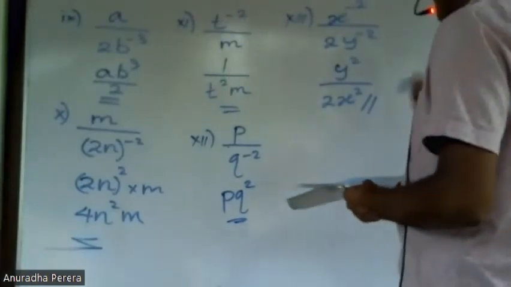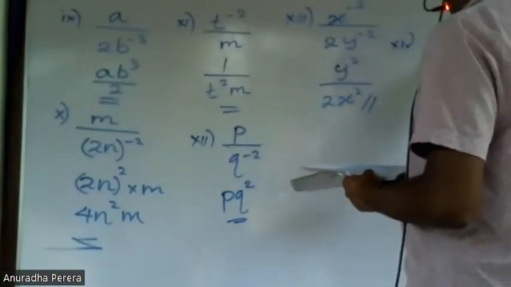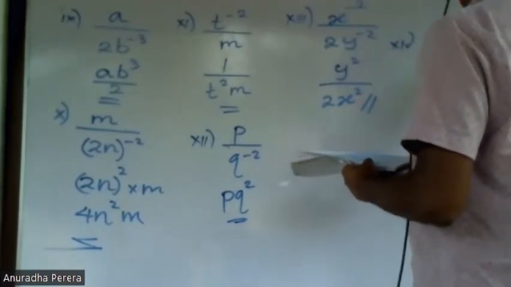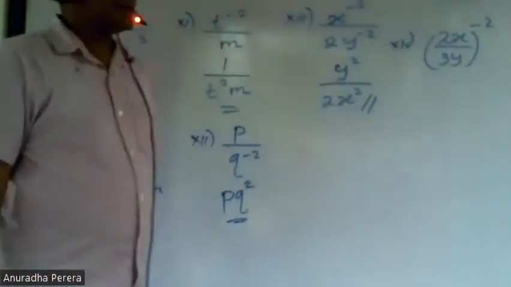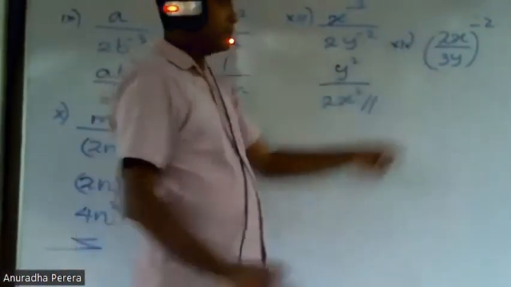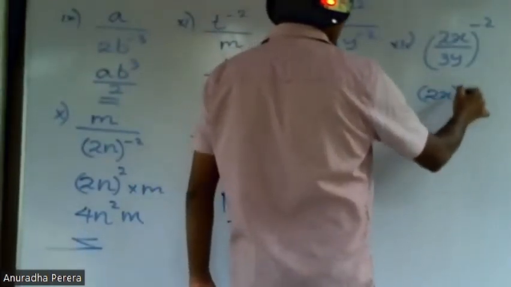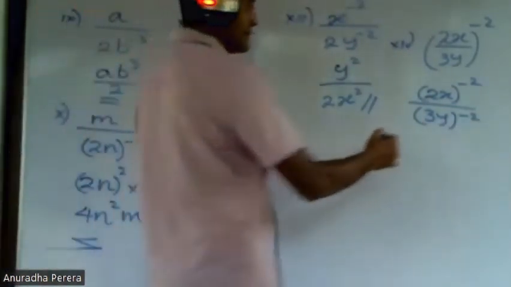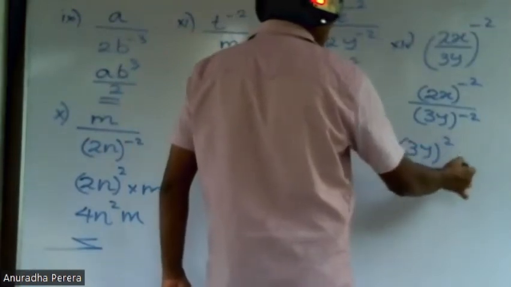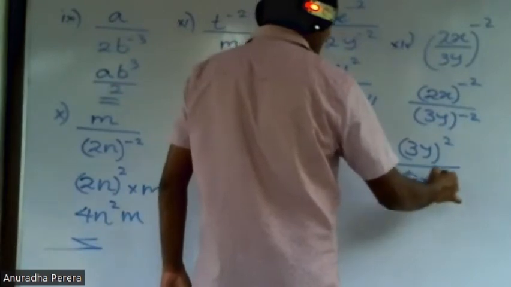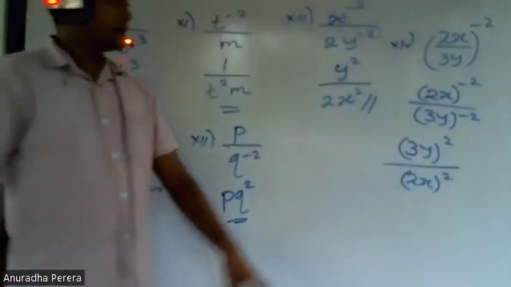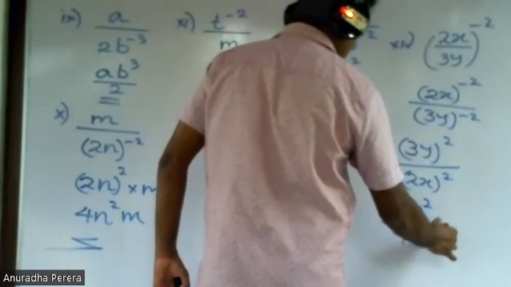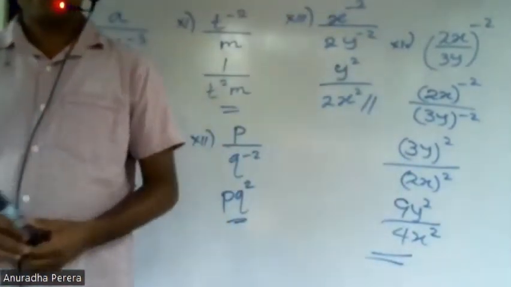14. 2x over 3y, whole value to the power minus 2. How can you write this? You can see this minus 2 belongs to the numerator and the denominator. 2x to the power minus 2 and 3y to the power minus 2. Now write with the positive indices: 3y to the power 2 over 2x to the power 2. 3 to the power 2 is 9. The numerator is 9y to the power 2. The denominator, 4x to the power 2. This is the final answer.